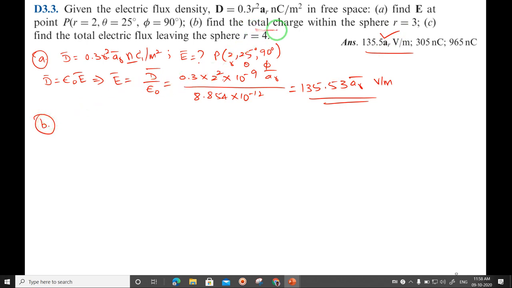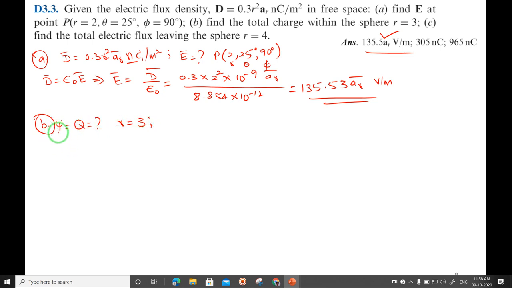Find the total charge within the sphere r equal to 3. So we want to find out what is the total charge Q. The radius of the sphere is 3, right? Then psi is equal to Q. We know this, psi is equal to Q, right? So we know the formula.